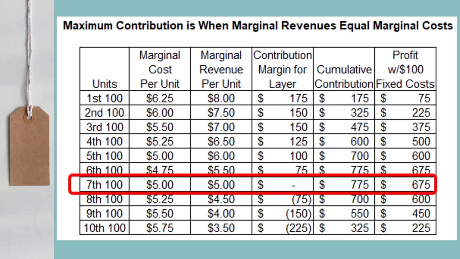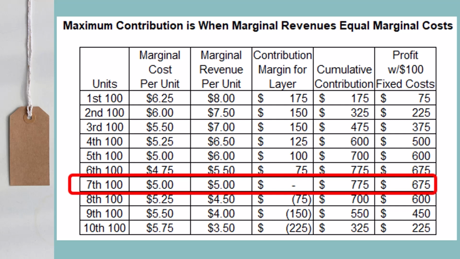Marginal contribution is maximized when marginal revenues equal marginal costs. I'll first show this in a table. In this example, the first 100 units are sold for $8 per unit with a cost of $6.25 per unit for a contribution of $175. The next 100 units are sold for $7.50 per unit with a cost of $6 per unit for a contribution of $150 for that layer. The total cumulative contribution for the first two layers is $175 plus $150, which equals $325.